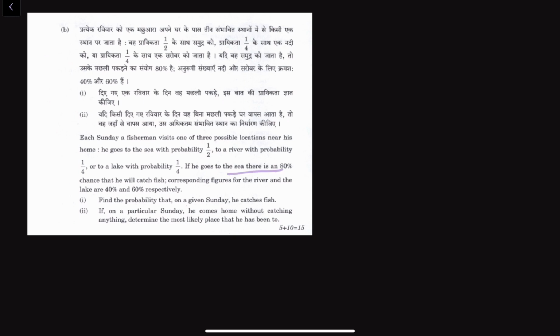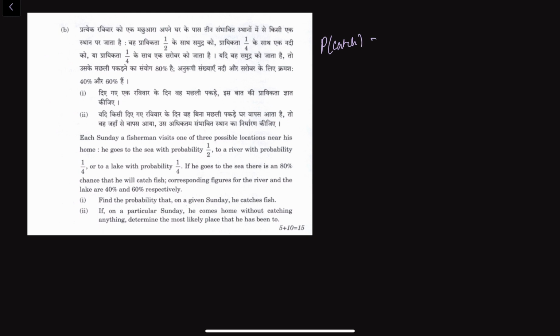If he goes to the sea, there is an 80% chance that he will catch a fish, and the corresponding figures for the river and the lake are 40% and 40% respectively. First, we are asked to find the probability that on a given day he catches a fish. Let S, R and L denote the sea, river and lake. So we are asked for the probability that he catches a fish.